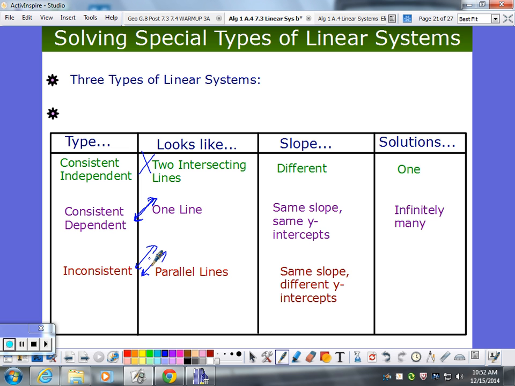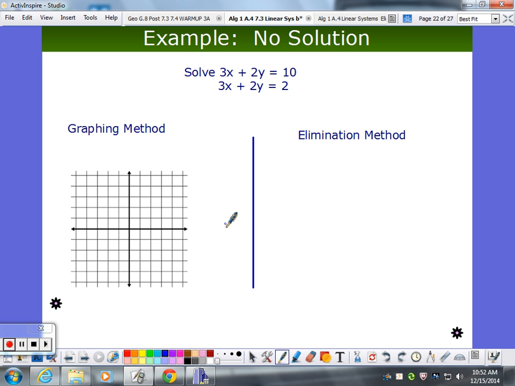So they have the same slope with different y-intercepts, and there is no solution, because if your solution is where the lines meet, right, here's one, here's an infinite number, they never meet, so you don't have any. So here's an example of what that looks like. So here's example one on your paper.